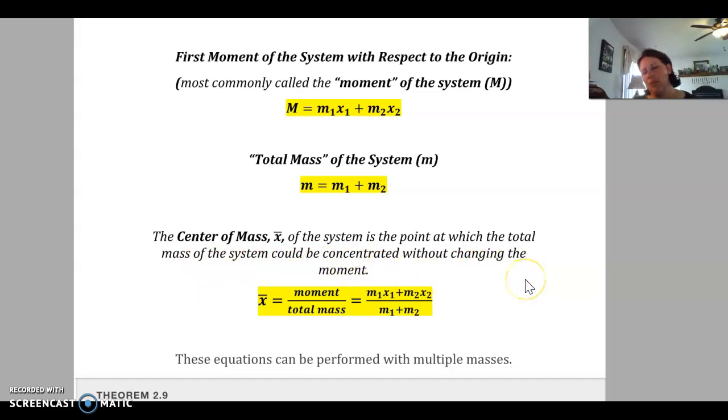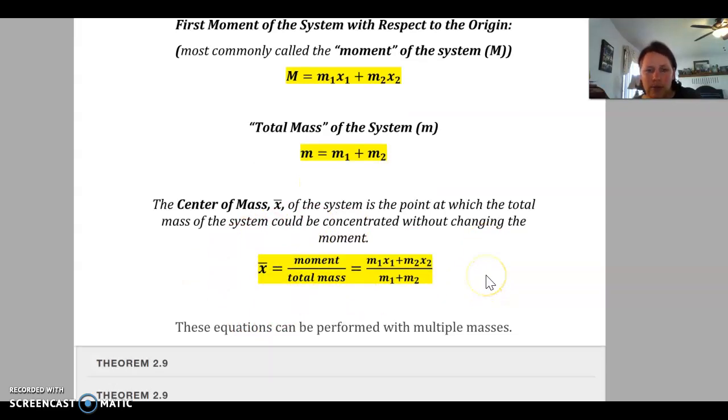So if we cannot move those moments, let's say they're kids on a balance beam or on a teeter-totter, if we can't move those kids, we would have to move the teeter-totter to the left or right to get it to balance if they were different weights or in different positions. So if we cannot move those, we want to find the center of mass. This is how we would do it. We would have x bar is equal to the moment over the total mass. And those will be the equations that we use.